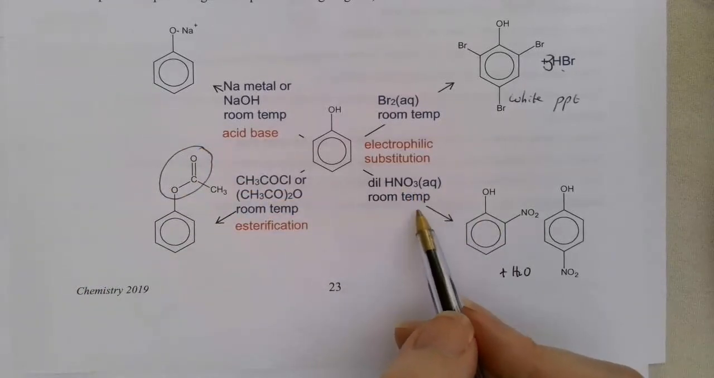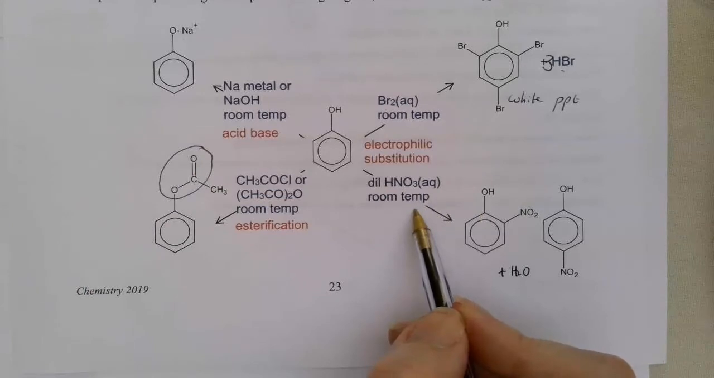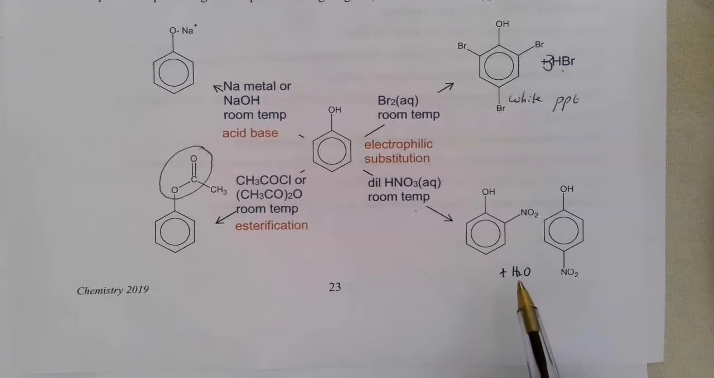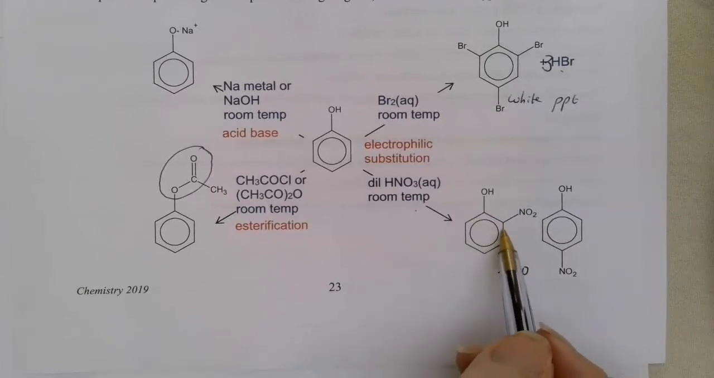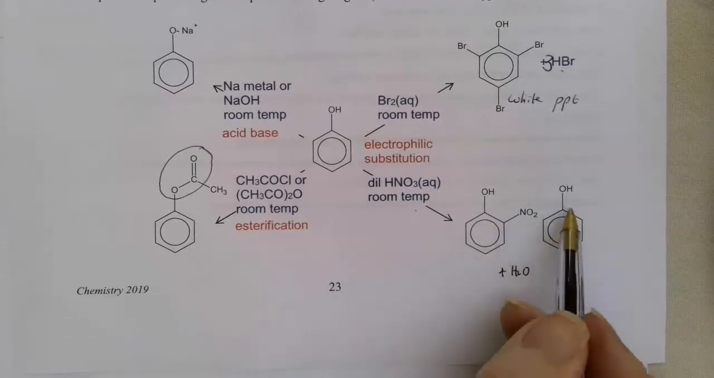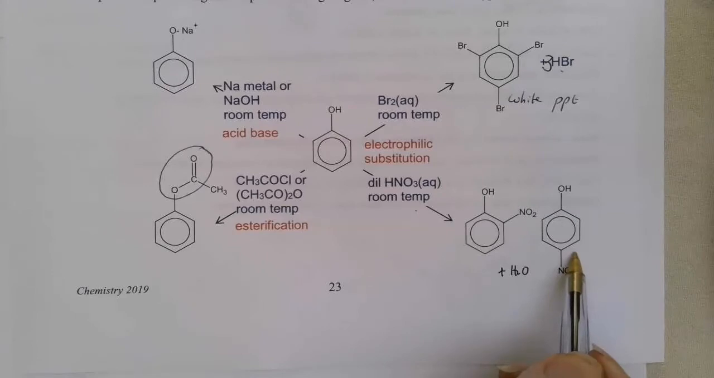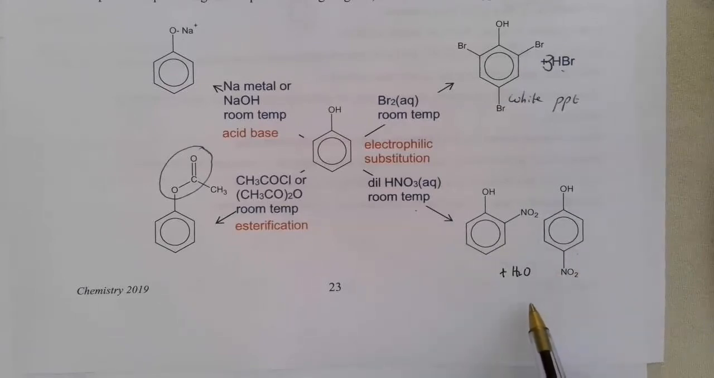I can use dilute nitric acid, so 2 molar nitric acid at room temperature. I'll probably get a mixture of products, some where I've got 2-nitrophenol and some where I've got 4-nitrophenol. If I raise the temperature a little bit, I'm likely to get those di- and tri-substituted products.